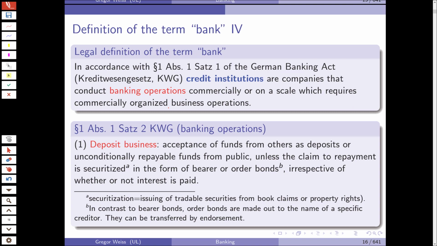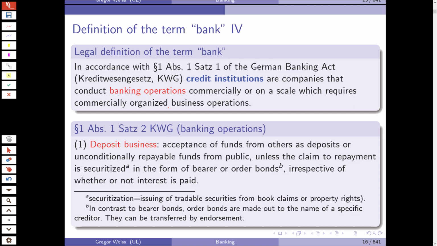Again, German Banking Act, Kreditwesengesetz. Normally I would say paragraph 1, Absatz 1, Satz 1 KWG. Now I have to say paragraph 1, section 1, sentence 1 of the German Banking Act. Okay, they define credit institutions.